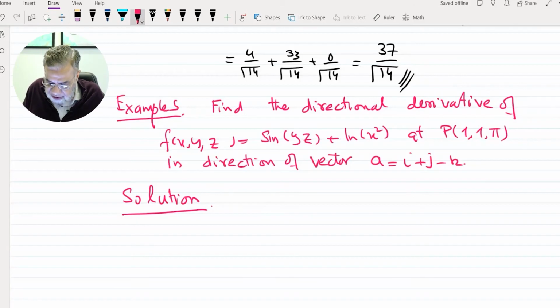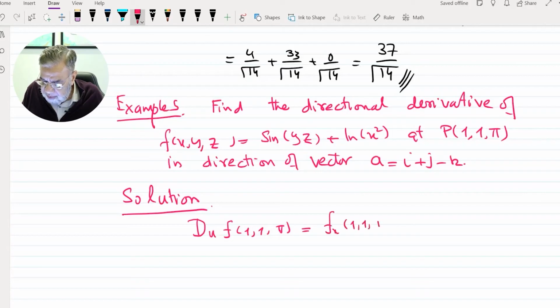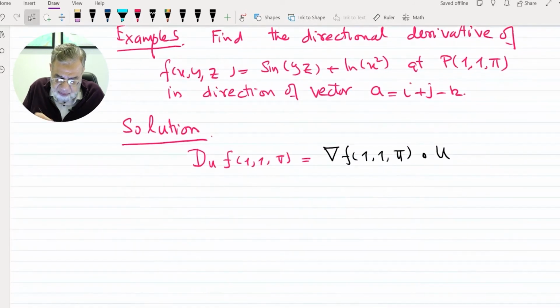So the formula for this one is, we want to find the directional derivative of the function at the point 1, 1, and pi. This means we'll find the derivative of the function at the point 1, 1, pi, and we write here the general formula. We write the gradient of the function, and then the gradient of the function at the point 1, 1, and pi, dot product the unit vector u. So I find the gradient, and then we proceed further.